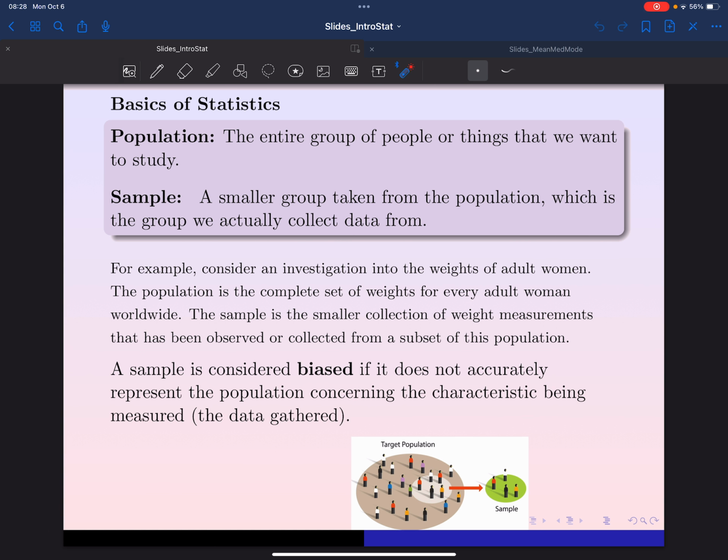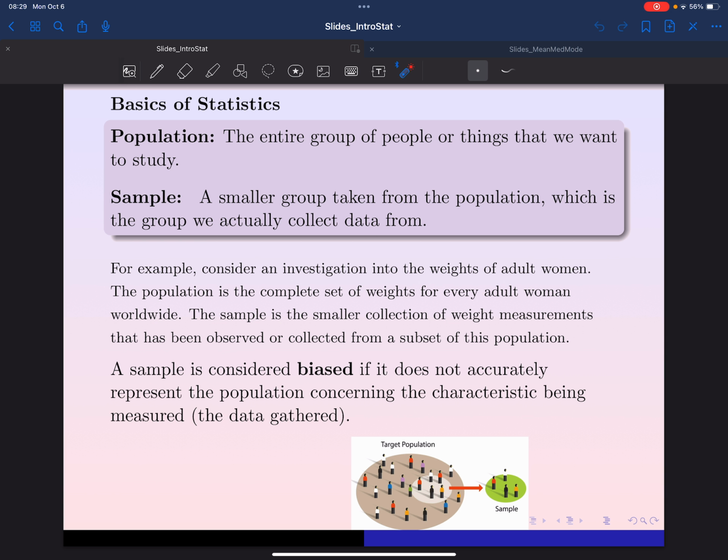Basics of statistics. So we need to know what is population. Population is the entire group of people or things that we want to study. Now, sample is a smaller group taken from the population, which is the group we actually collect data from.